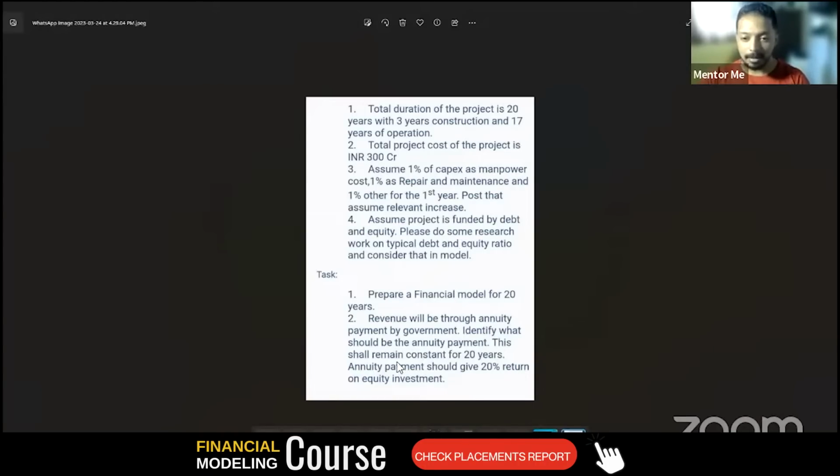Similarly, at the end, you can see here, there is no revenue given. The case is pretty good actually. The one who made it is saying there will be an annuity payment by government, but we are not going to tell you what annuity. You got to find what the annuity is, but it should generate a return of 20% on ROE. So that means the interviewer is also trying to test you whether you actually know ROE, right? Return on equity. So that means your financial model is going to be made.